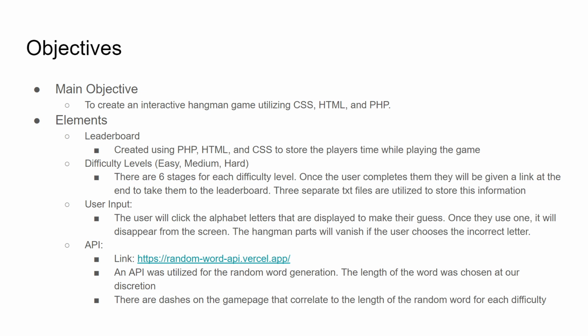To get the random word for each level, we used an API called the Random Word API, at random-word-api.vercel.app, and we just used that to generate a random word each time. We were even able to condition it so that for each difficulty level, it only generated a certain length of word, and the dashes on the game page correlate to the length of the random words for each difficulty.